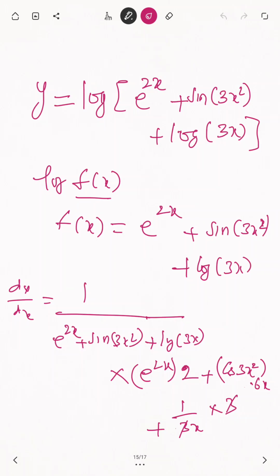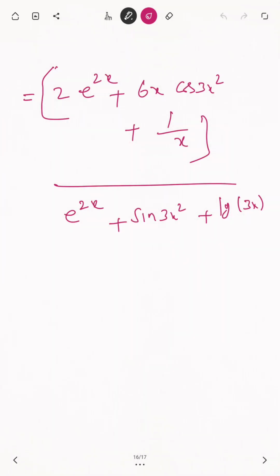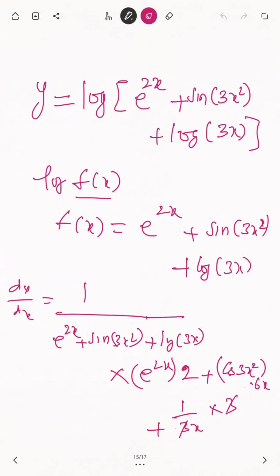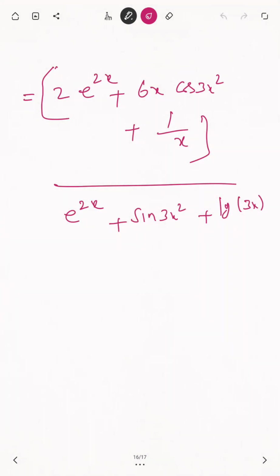Then into differential of exponential functions, for e power 2x into 2. Then again here sin of 3x square is cos 3x square into angle 6x. Then log 3x is 1 by 3x into 3. Now see these parts and all numerator part. That's why 2 into e power 2x plus 6x into cos 3x square plus 1 by x by e power 2x plus sin 3x square plus cos x.